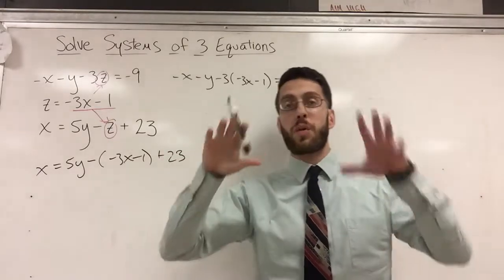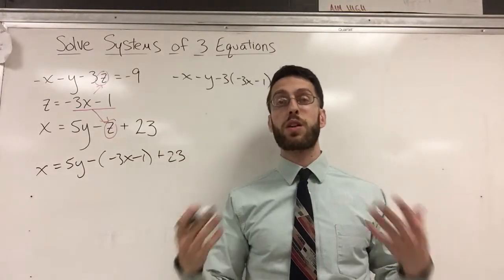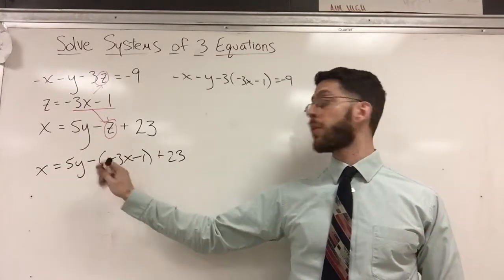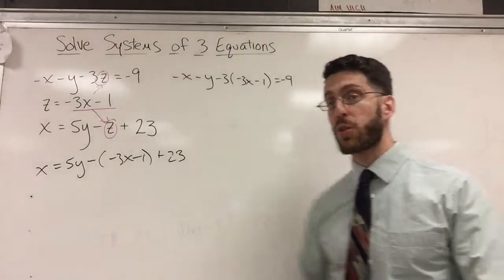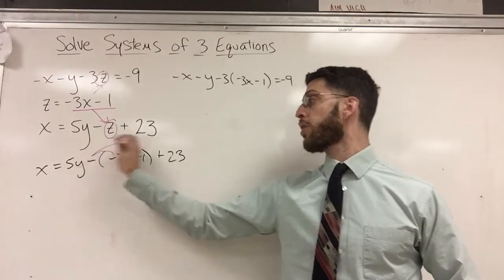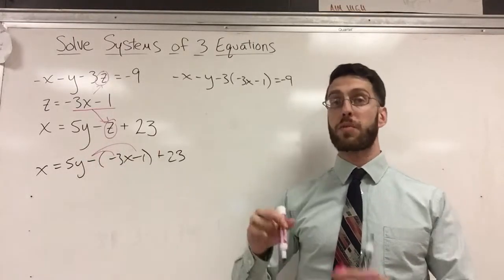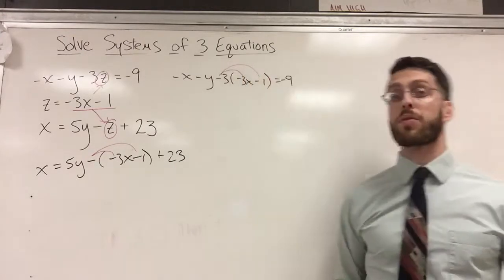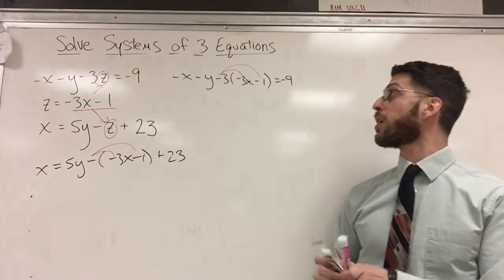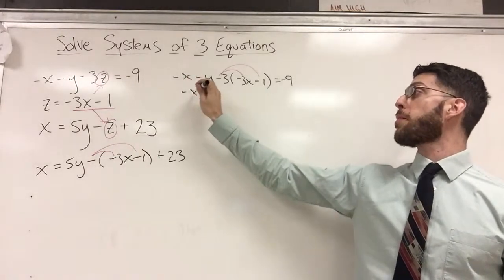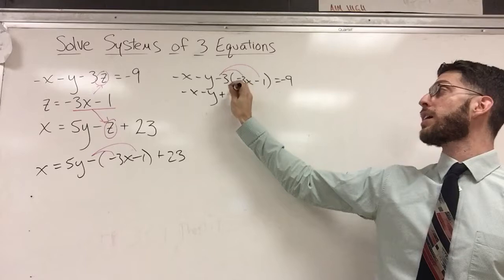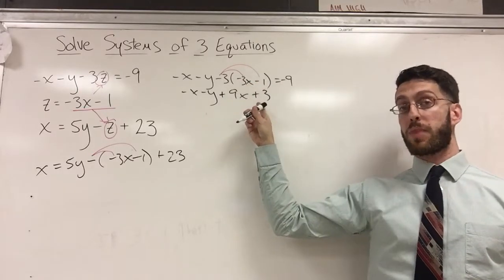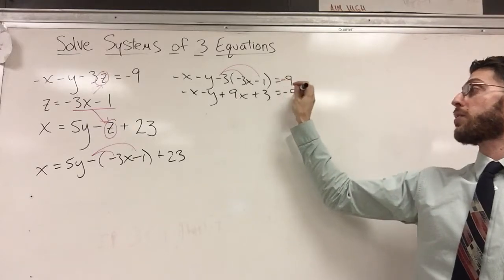All right? The reason I want to put those parentheses there is to make you aware that you're not just subtracting the first term, you're subtracting, again, I'll show you in pink, you're subtracting both terms. So I'm going to distribute that negative to both terms there, and I'm going to here distribute the negative 3 to both terms there. So this will be negative x minus y plus 9x plus 3, because a negative times a negative 1 is positive 3, and then that equals negative 9.